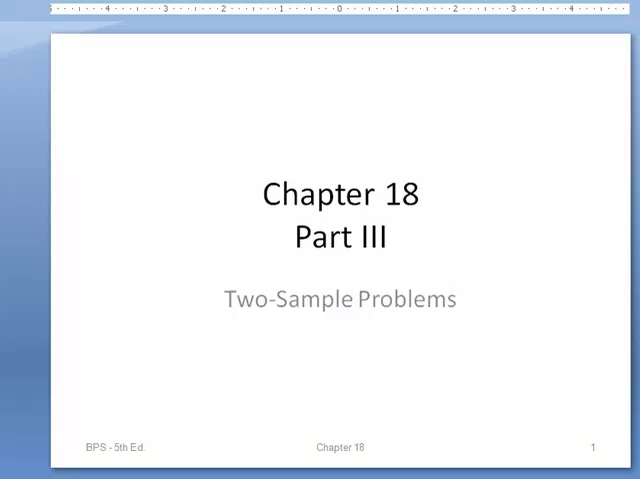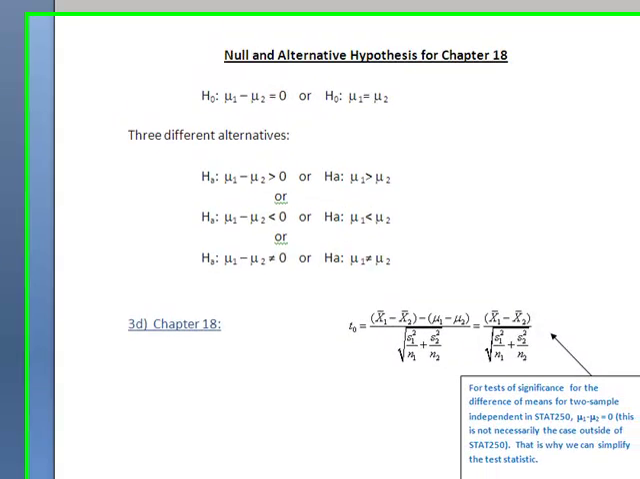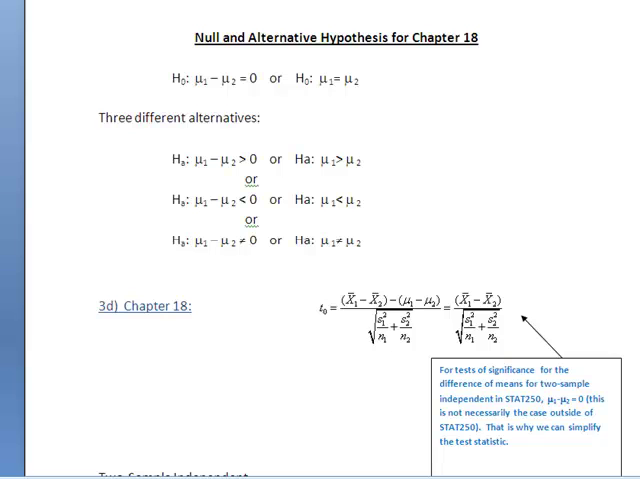Welcome back to Chapter 18, Part 3. We're going to continue on with looking at hypothesis testing for the two-sample independent case. First, let's take a look at what the null and alternative hypotheses for Chapter 18 problems would look like.